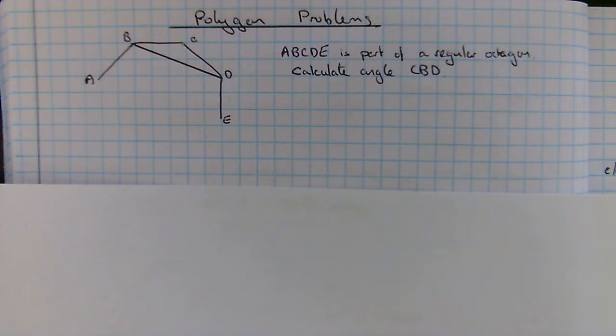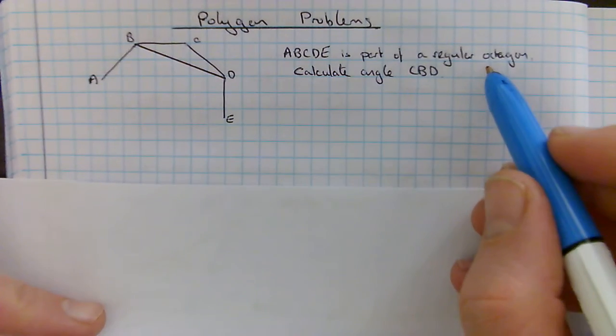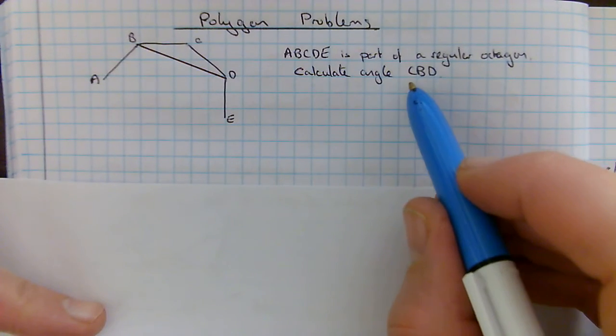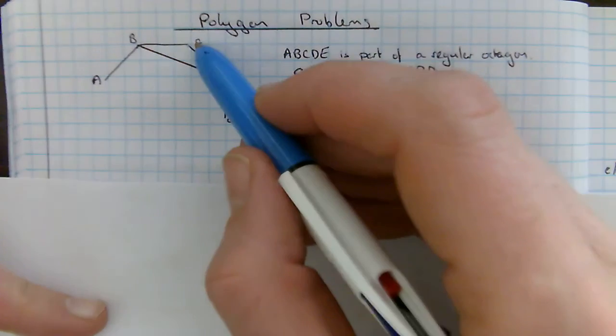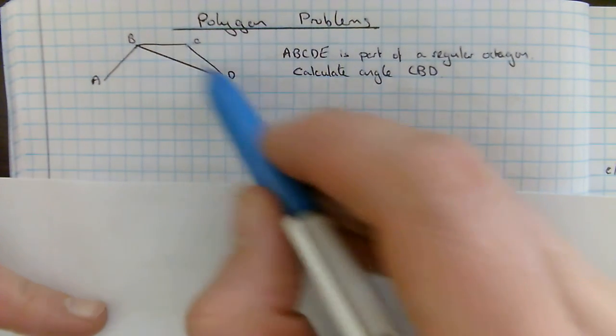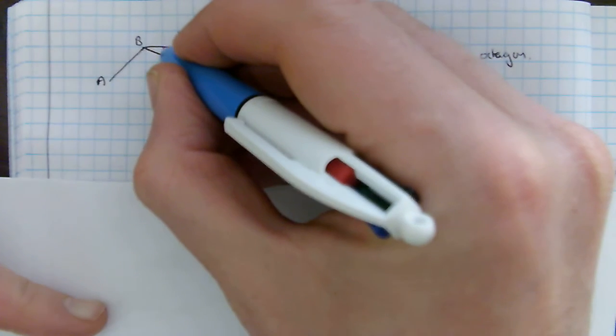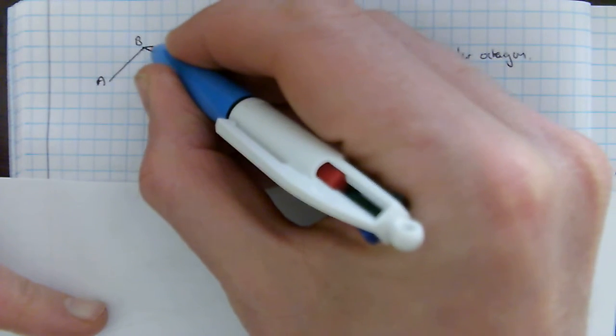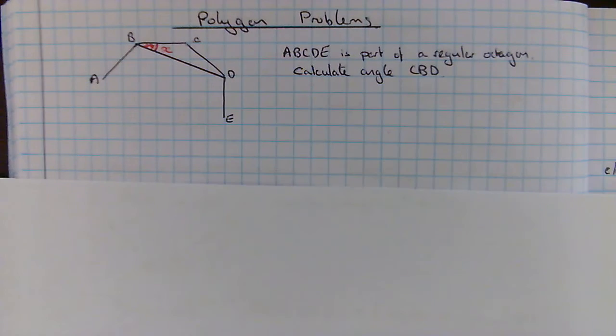It tells you that you've got part of a regular octagon. So octagon tells us that it's an 8-sided shape, and it wants us to calculate angle CBD. Remember, angle CBD is the angle I turn through going from C to B to D, which is this angle here. That's the angle I'm going to calculate. It's angle X. Okay, so there's a couple of things that we're going to have to do first.